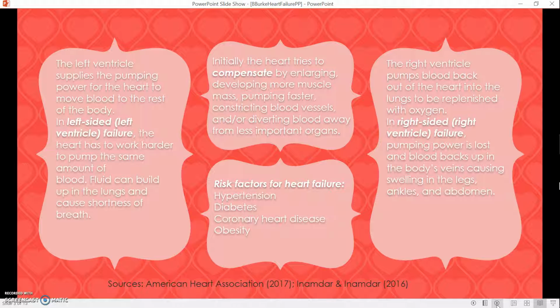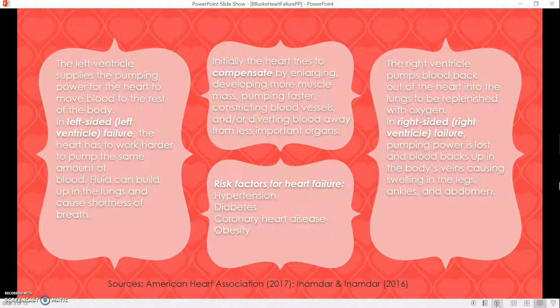The left ventricle of the heart supplies the pumping power for the heart to move blood to the rest of the body. In left-sided or left ventricle failure, the heart has to work harder to pump the same amount of blood. Fluid can build up in the lungs and cause shortness of breath.